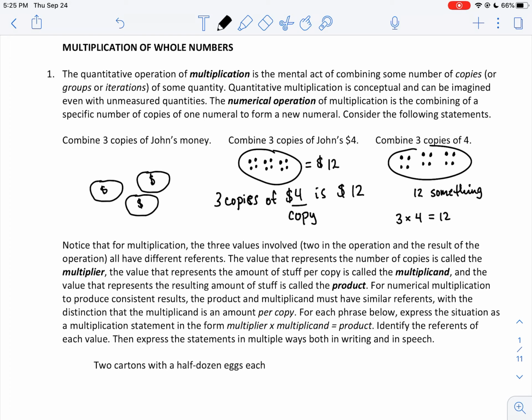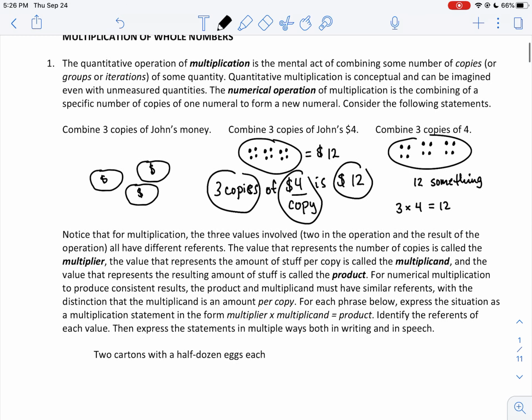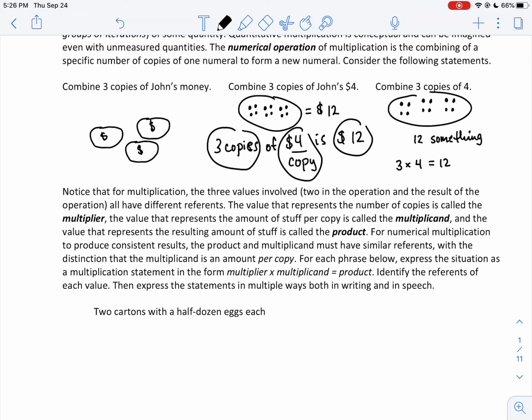So there's 3 different values represented here. One is how many copies we have. One is how much of something we have per copy. In this case, it's money and measured in dollars. So 3 copies, $4 per copy, and then the final result of this operation is $12. You could say $12 total or $12 as a result of the copying. And all of them have subtly different reference, different units. 3 is number of copies, 4 is dollars per copy, and 12 is just dollars.